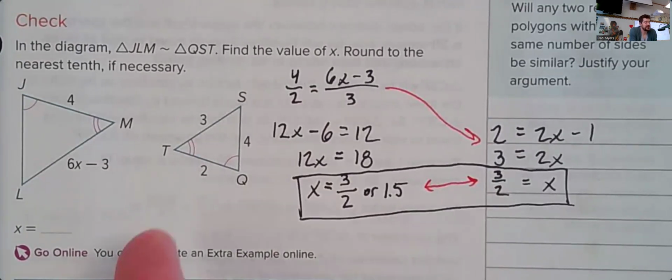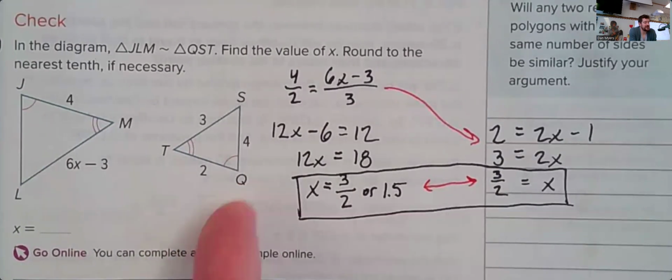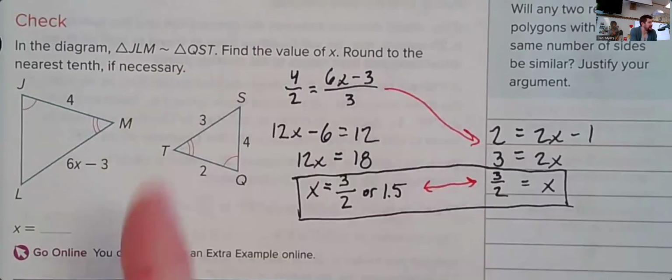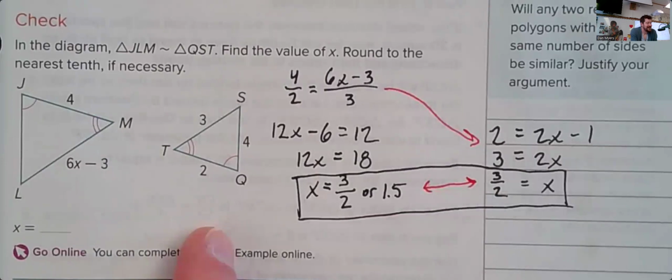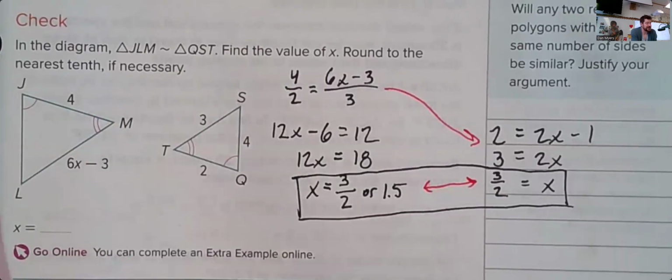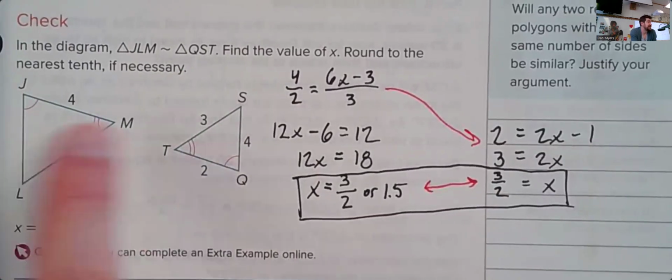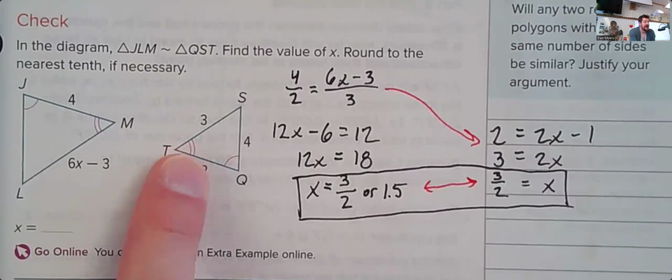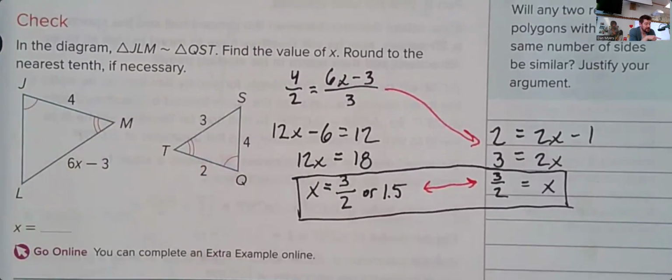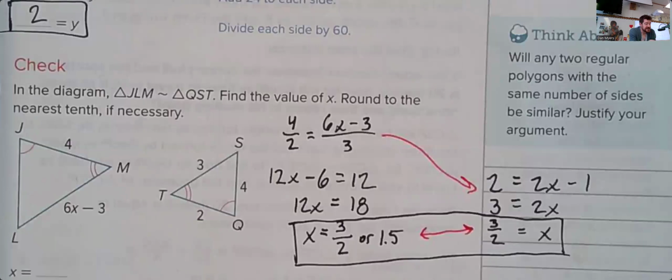The tricky thing about this one is that this triangle on the right has all 3 sides labeled. This one only has 2, so you need to know which ones to match up in order to actually write the proportion. So T is equivalent. Where at? T is equivalent to M.